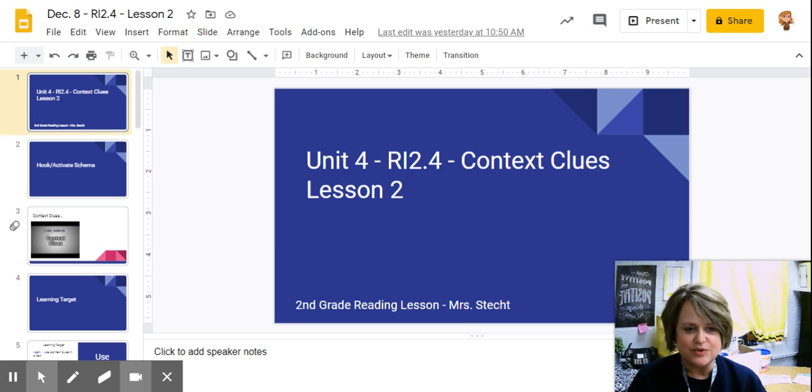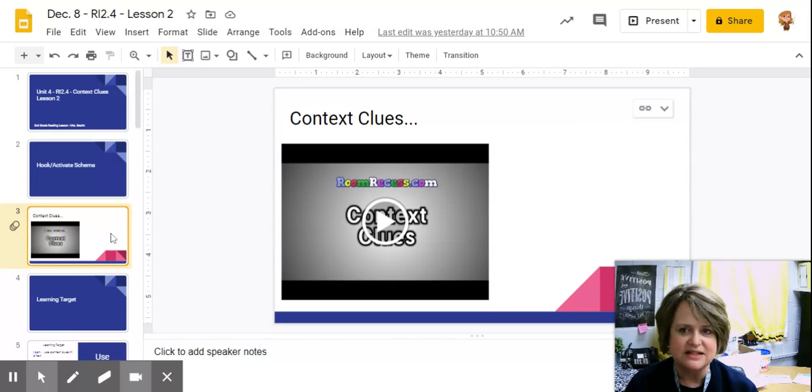Today we are continuing to talk about context clues, and we are in day 2 of our lesson. Yesterday we learned that we use context clues to figure out what a vocabulary word means. Today I have loaded separately the context clues activate your schema video, so you can go on there and click and watch that short video to help you develop some schema.